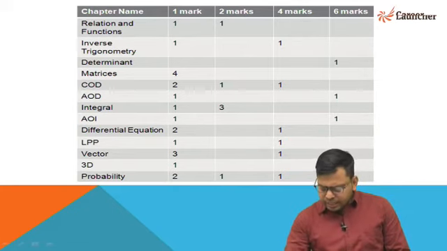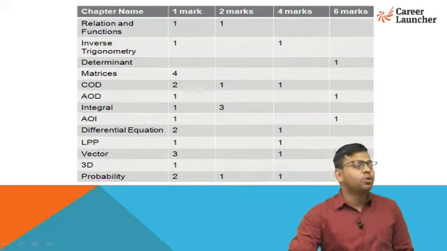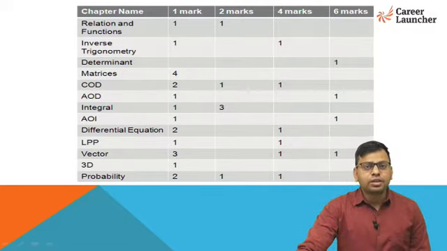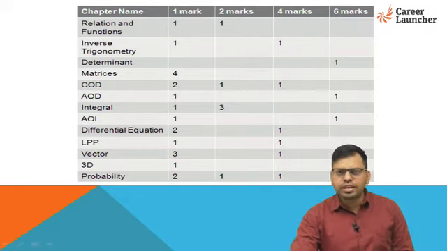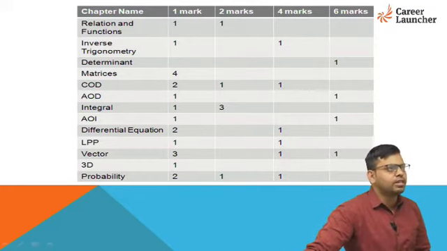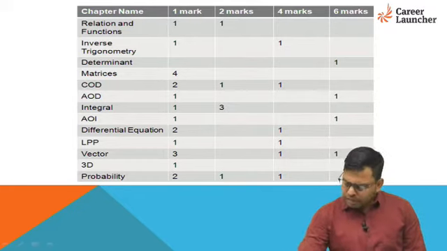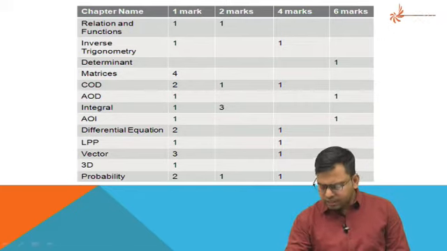Moving on to the next, as I told you in an earlier video, a 1 marker or 2 marker question can come on reflexive and transitive relations. You have to check the concept. The same question has come here, to check symmetry and transitivity.